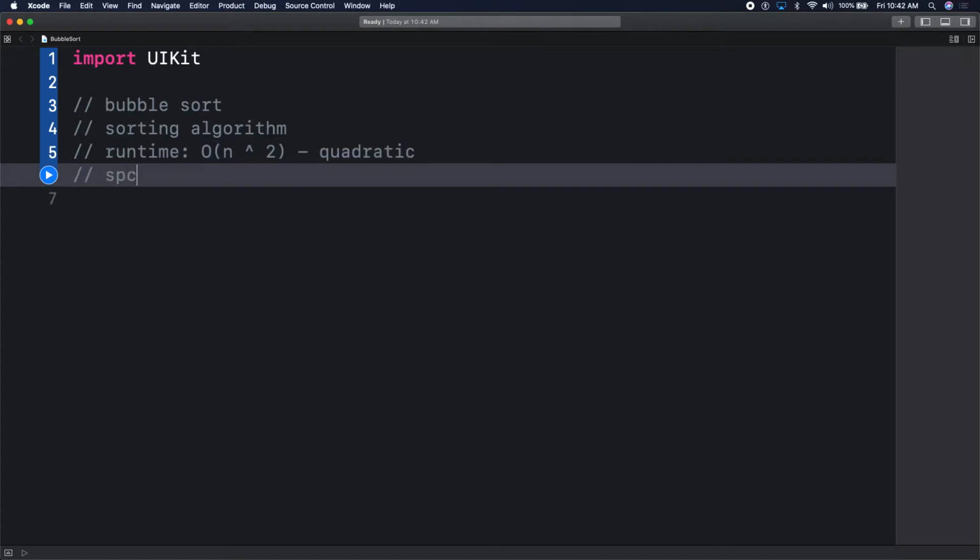What's the space complexity? If it's in place, the space complexity becomes constant, because I'm not using any additional space for that algorithm. So the space complexity is constant.